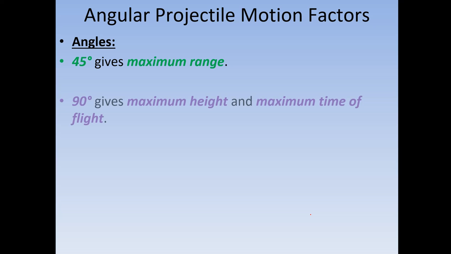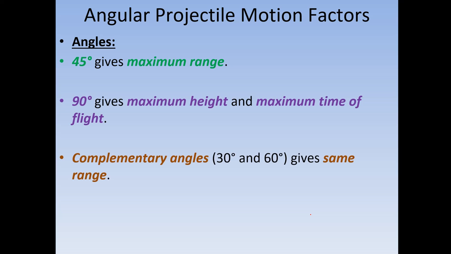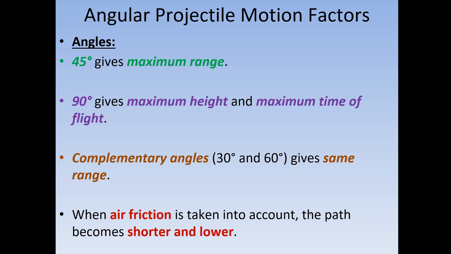All right, so just recap. 45-degree angle gives you your maximum range. 90 degrees gives you your maximum height, max time in the air. Complementary angles give the same range. And when we have air friction, the path becomes shorter and lower.